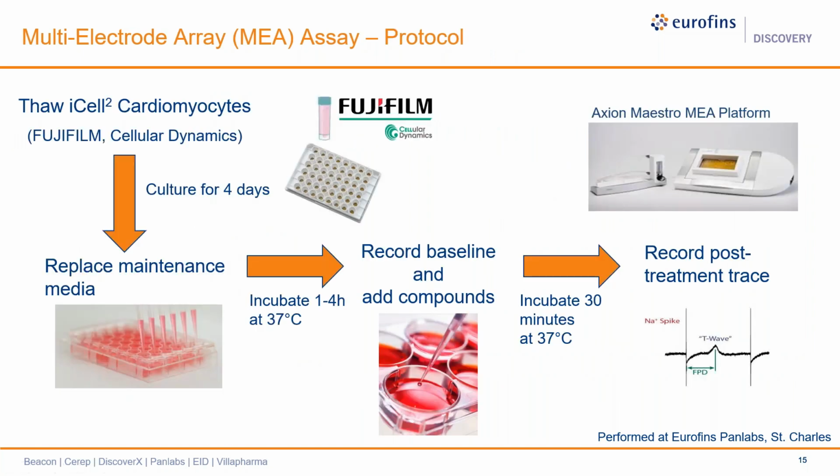Here you can see an overview of the MEA assay protocol that we use. We obtain the cardiomyocytes that are already differentiated from Fujifilm Cellular Dynamics, and we plate the cells directly into the plate that contains the microelectrodes. After culturing the cells for 4 days, we replace the maintenance media, and then we incubate the cells for another 1 to 4 hours at 37 degrees Celsius. After that, we record the baseline trace and we add the compounds. We incubate for another 30 minutes at 37 degrees Celsius, and then we record the post-treatment trace.